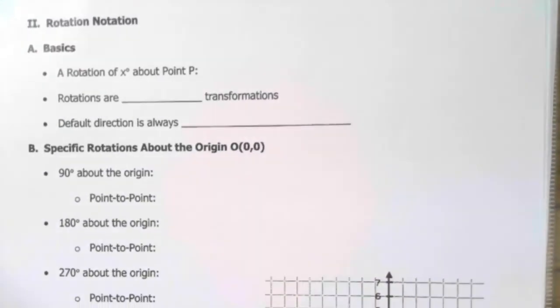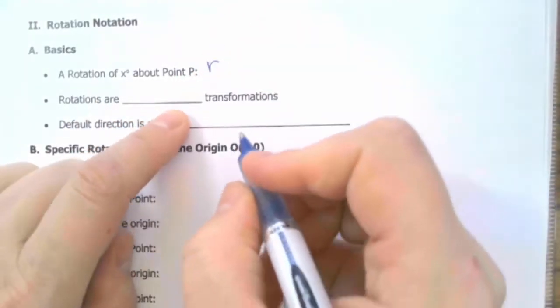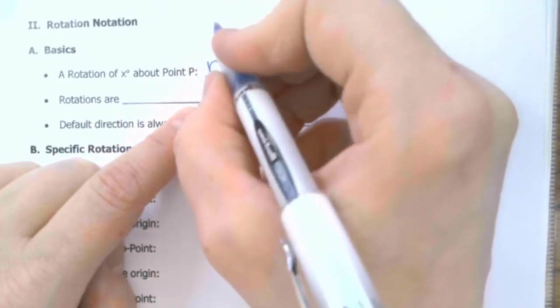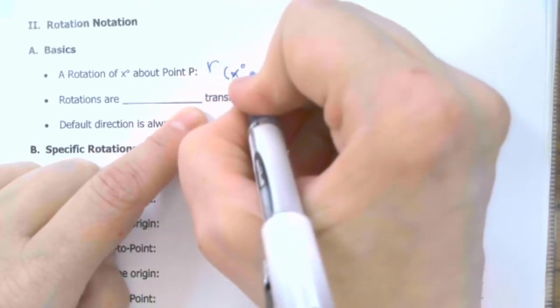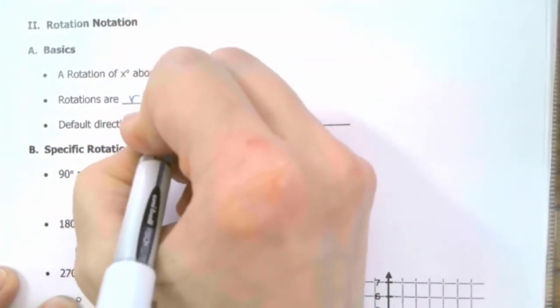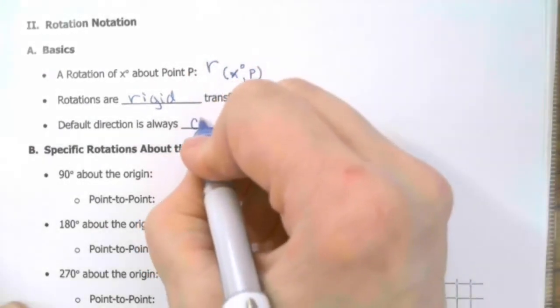Okay, so we're going to get into some notation. Like all transformations, there are ways to write rotations so we can be clear. Here's the basics. A rotation of x degrees about point P, it's a lowercase r, and then in the subscript, you have the angle of rotation, x degrees, and then the name of the point it's going to be rotated around, which is P. That is how you write a rotation. Rotations are rigid transformations. The original shape should not change angles or side lengths. The default direction is always clockwise.